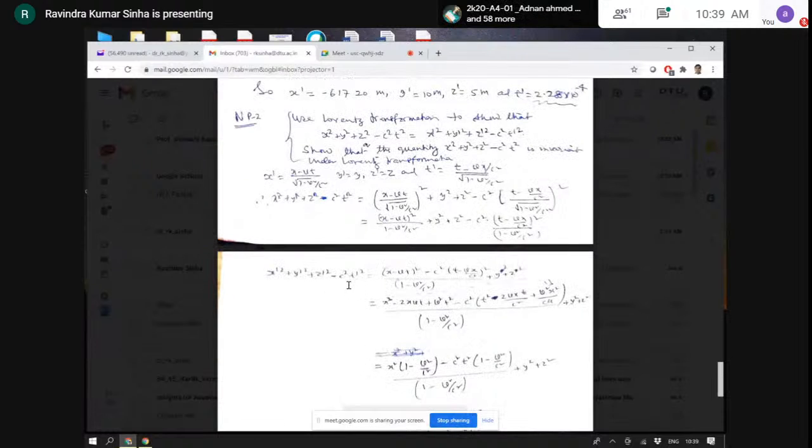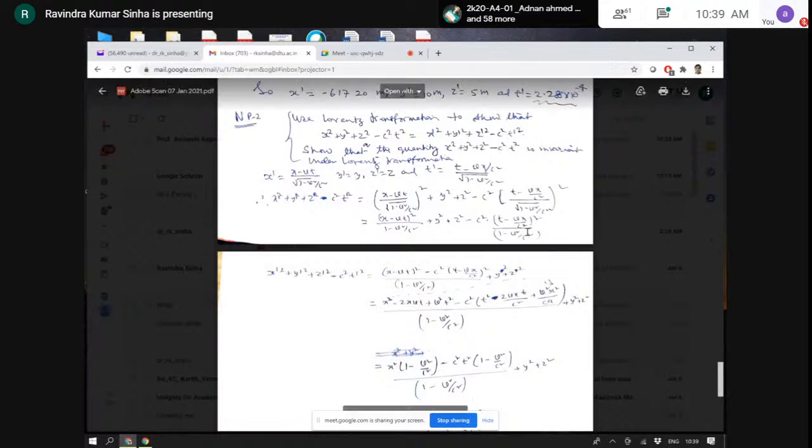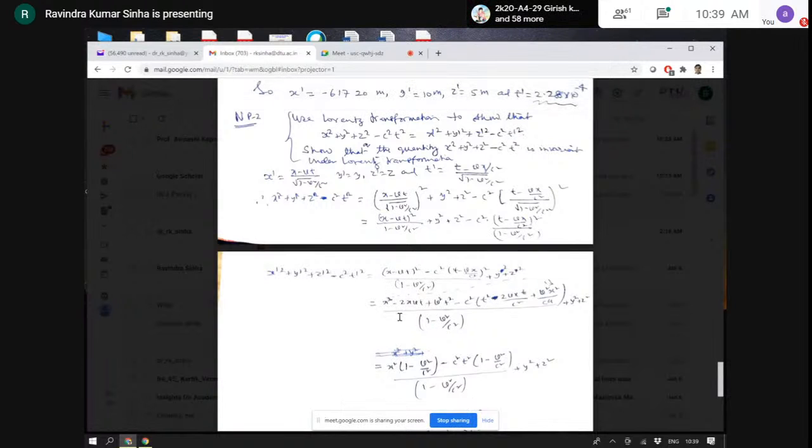Again, same thing I am using here. So you just solve this equation. It will be coming like this: (x minus vt) whole square, I have done it, and here also some whole square I have done it. Then what will happen? Plus y square plus z square.